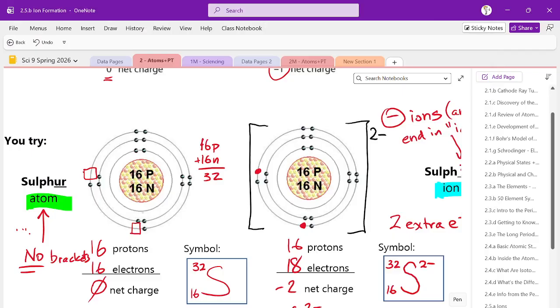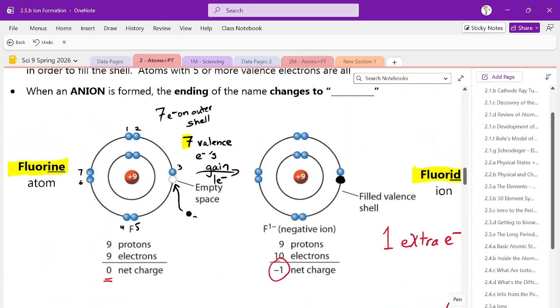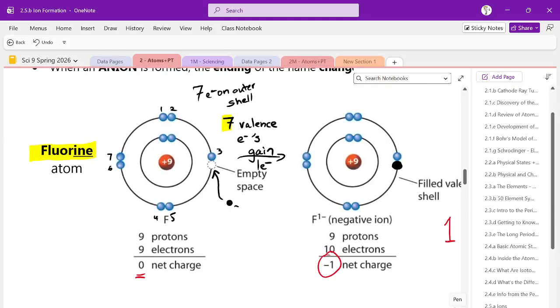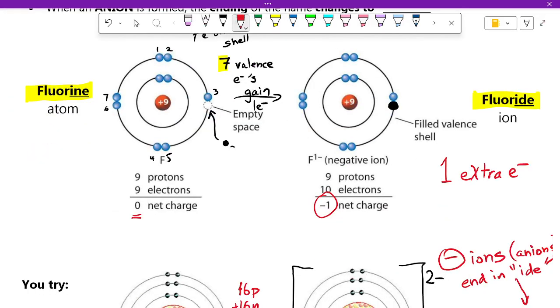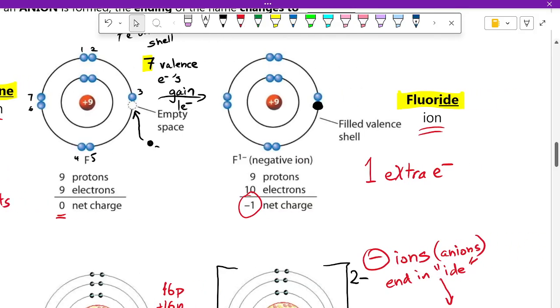And for our final one, this is on page 96. Here we have the fluorine atom. Does an atom need brackets? No, no brackets. How about our ion? The ion, yes, brackets. What type of brackets? Round brackets or square brackets? Square.